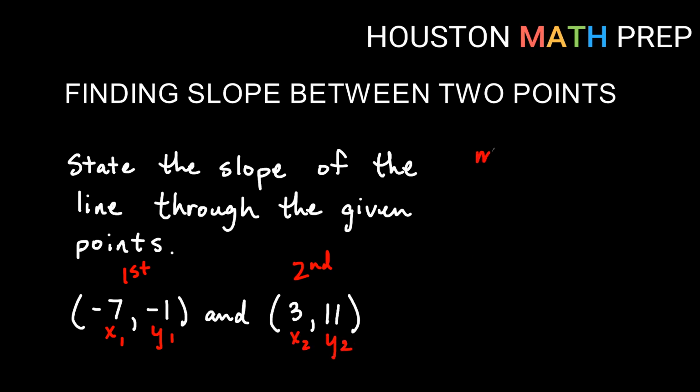I'll write down the formula one more time. So remember, slope is going to be the y change on the top. So you want to put your y2 minus y1. On the bottom, you want to put x2 minus x1. It needs to be in the correct order because the subtraction is going to make a difference.